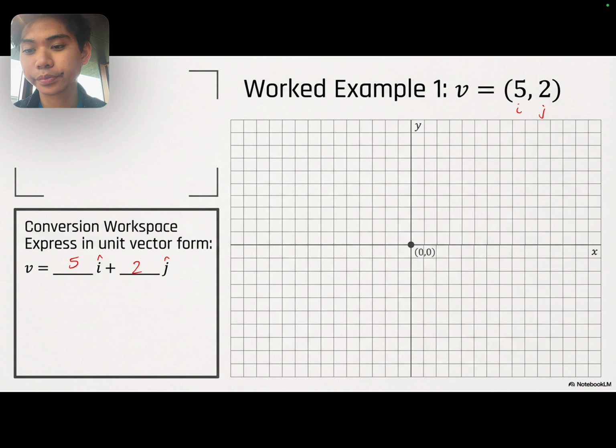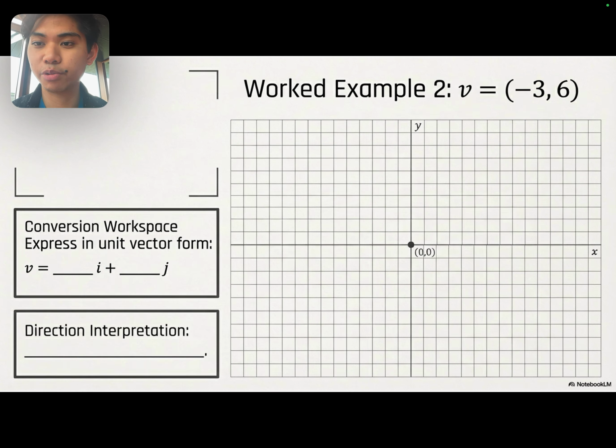Now, in terms of a geometric interpretation, we are going to move 1, 2, 3, 4, 5 to the right, and then 2 upwards to indicate our 5 comma 2 vector, or point. And so this vector, we can either write in Cartesian form as 5 comma 2, or we can say vector equals 5i plus 2j.